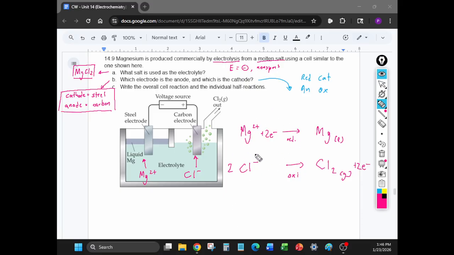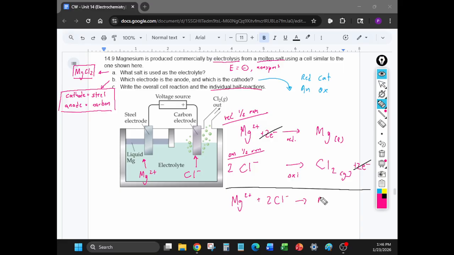All right, doing it this way is actually very helpful because we have a question that's asking us to find the individual half reactions. Well, we wrote them already. This is going to be our reduction half reaction, and this is going to be our oxidation half reaction. And then we got to write the overall cell reaction. Pretty simple, Hess's law. The electrons cancel out with each other, and we just combine them together. So we got Mg2+ plus 2 Cl- produces Mg liquid plus Cl2 gas. And this is going to be our overall reaction.